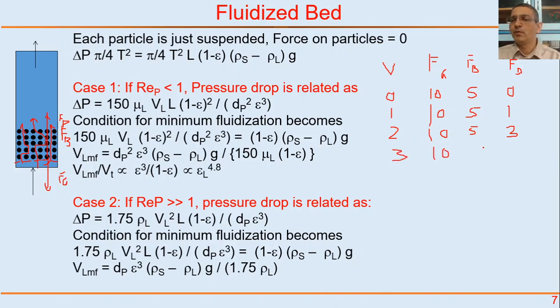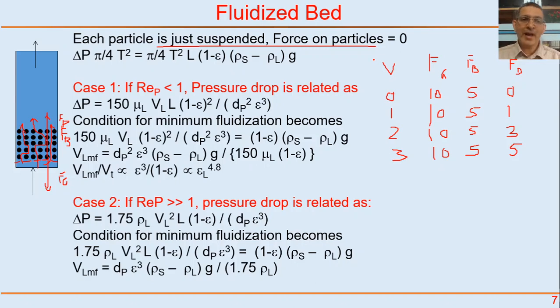10 remains the same, 5 remains the same, and drag goes up. Suppose it becomes 4.9, 4.95, 4.99, 5. What does that mean? Gravitational force is exactly balanced by buoyancy and drag force. Net force on the particle is 0. The particle is no longer resting on the particles below. The lowermost particles are no longer resting on the support plate. The support plate is not providing any reaction, as if the particles are just suspended.